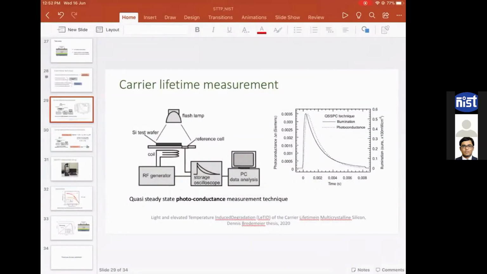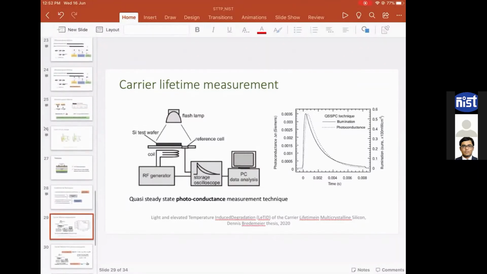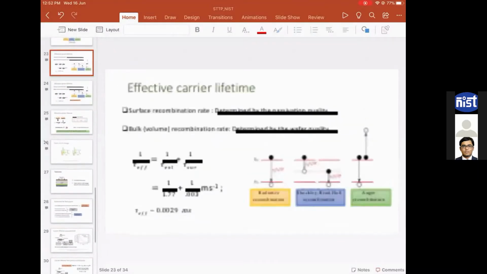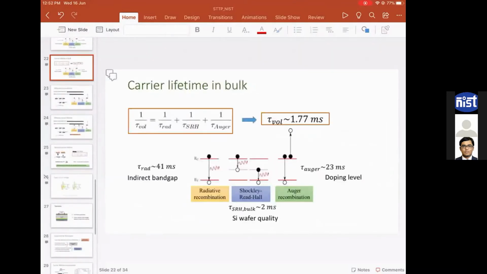Please, can you please go back? I'm curious about that slide where you have shown the lifetime equation, 1 by tau bulk equal to 1 by, then the Auger recombination. Can you please show that? Yes, this slide. So this 1 by tau volume is nothing but 1 by tau bulk, that is the lifetime of the bulk. Then it is the radiative recombination, the Shockley-Read-Hall, and the Auger.